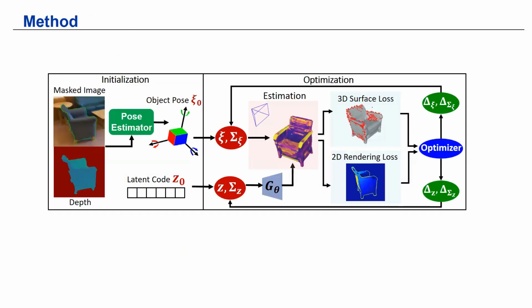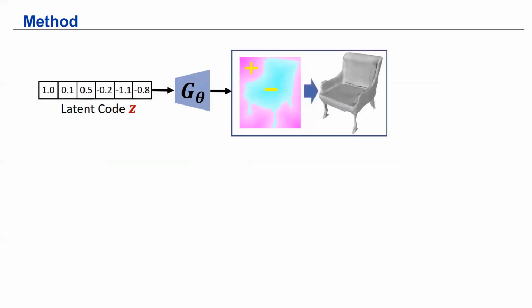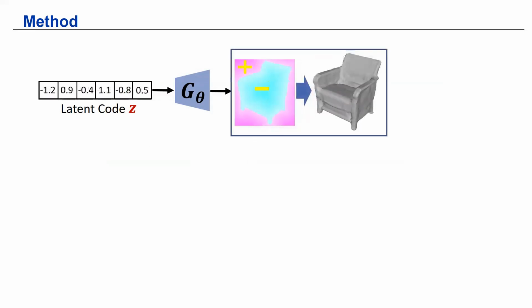In this work, we develop a mapping system that can simultaneously reconstruct object models, relative poses, and associated uncertainties in the scene. Our framework is based on the 3D generative model. It takes the latent code as the input and decodes to a 3D object model at the category level. In this example, the generative model can reconstruct different chairs by varying the input code.